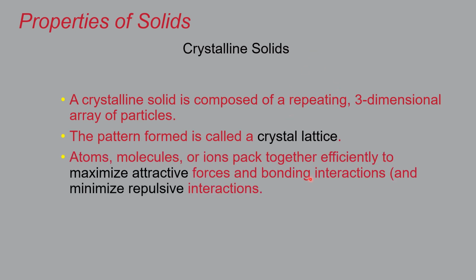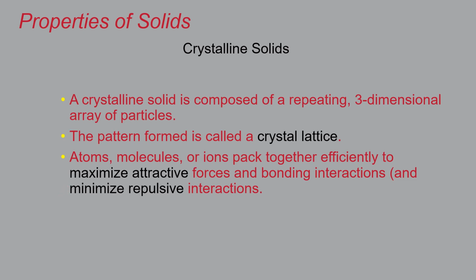Now, atoms, molecules, ions, whatever the substance happens to be, tend to pack together in a way that maximizes the attractive interactions between the individual ions, molecules, or atoms, and bonding interactions, and minimizes any repulsive interactions if there are any present. The shape or the order that is imposed on the molecular scale by this, you want to maximize the attractive interactions and minimize repulsive interactions.